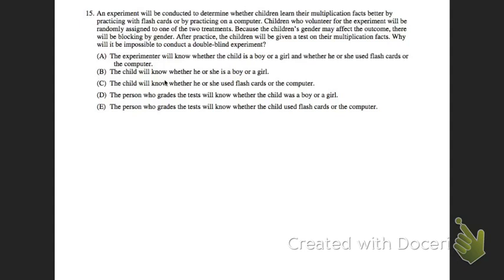15 talks about a double-blind experiment, and it asks why it would be impossible to conduct a double-blind. Okay, I thought this one could be 2 of these. I thought it could be C or E. No, C, I think. C or E. Yeah. So E could happen.